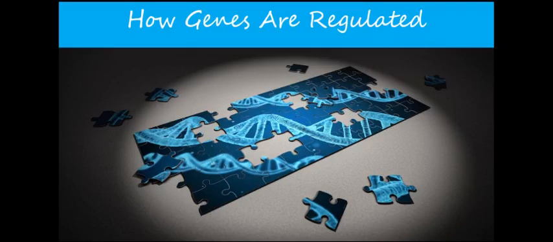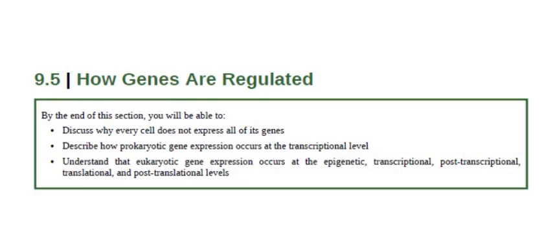How genes are regulated. By the end of this video, you will be able to discuss how every cell does not express all of its genes, describe how prokaryotic gene expression occurs at the transcriptional level, and understand that eukaryotic gene expression occurs at the epigenetic, transcriptional, post-transcriptional, translational, and post-translational levels.